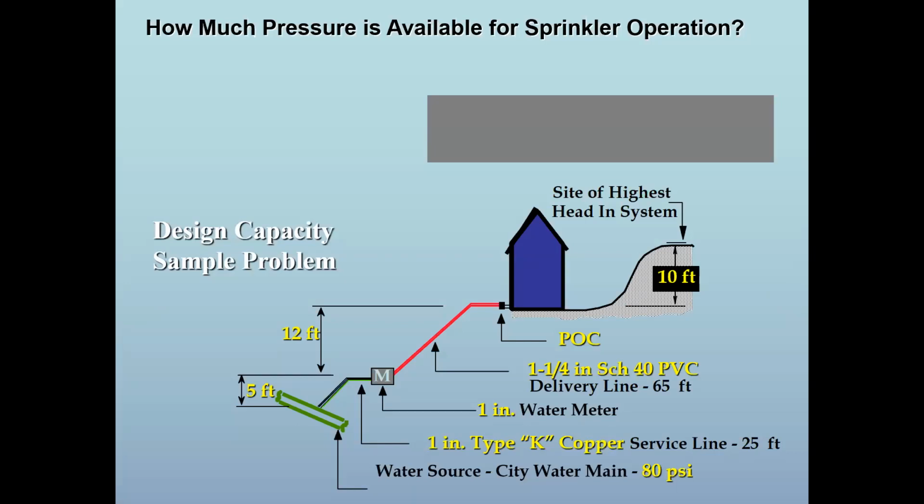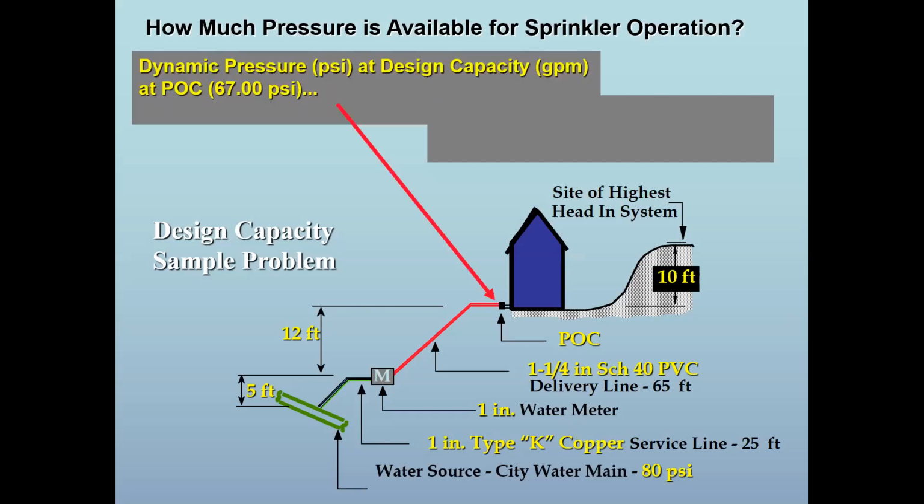So now how much pressure is available for our sprinkler operation? Up to this point, we have 67 PSI. So we've lost from basically our source of 80, we're now down to 67. However, we still need to get up to this worst case scenario head, because this is the head that's going to be at our highest elevation, which is going to have the most possible system loss.